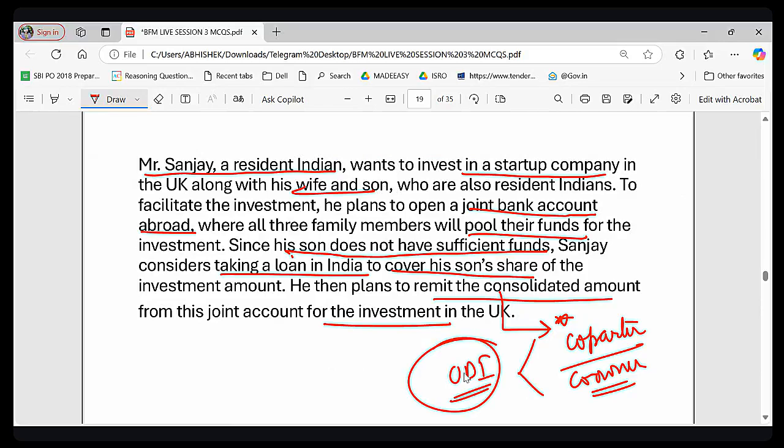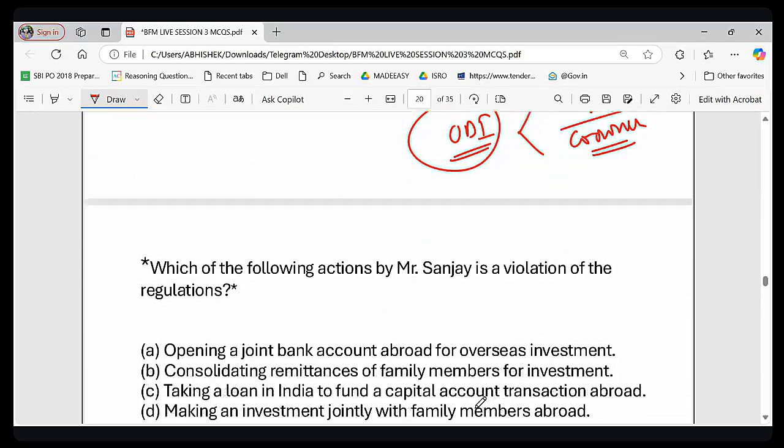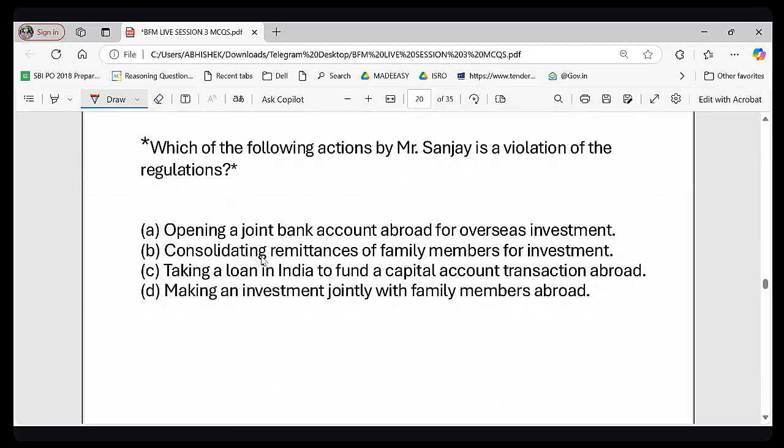So option A and option B are not violations. Consolidating remittance of family members for investment is allowed, and opening a joint bank account is allowed, right? So options A and B are not violations.